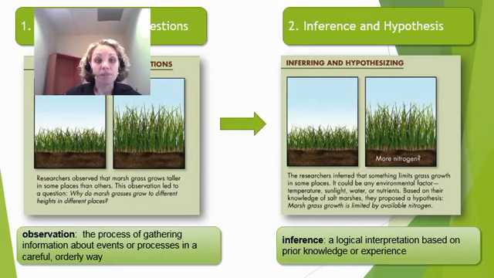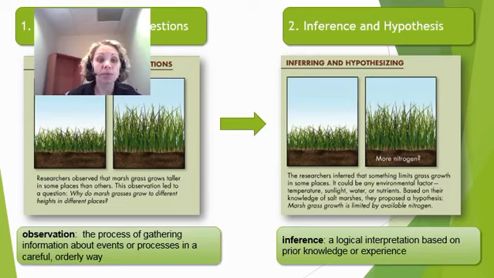When we look at the scientific process, the first thing we always need to do is to make observations. And we do that by using our senses. It's what we see, what we taste, what we hear, what we smell. So an observation is the process of gathering information about events and processes in a careful, orderly way.